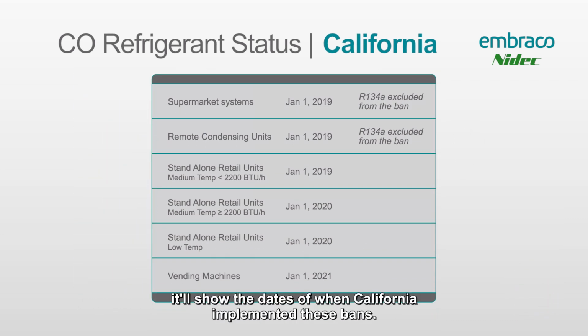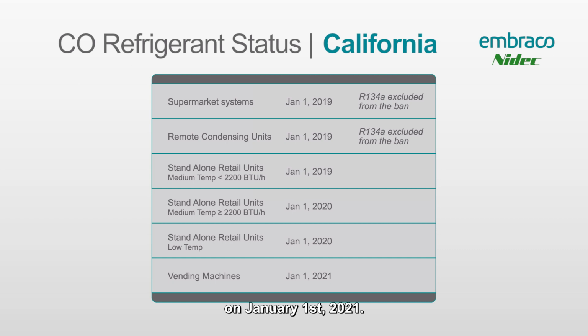Finally, if you look at the chart, it'll show the dates of when California implemented these bans. They first started with the top three here, such as supermarket systems, on January 1st of 2019. And the final ban will be vending machines on January 1st of 2021. What this means is all these gases cannot be used for new systems by these dates. What a new system means is that if a system is brand new, or even if a system has to be expanded and the refrigerant charge is changed, they can no longer use any of these banned gases and will have to move to the new gases that we're using. So this largely means new equipment, since you can't take R600A or R290 and retrofit it into old equipment. We'll need to have new equipment out there for anything that is being newly installed or is being worked on or upgraded.